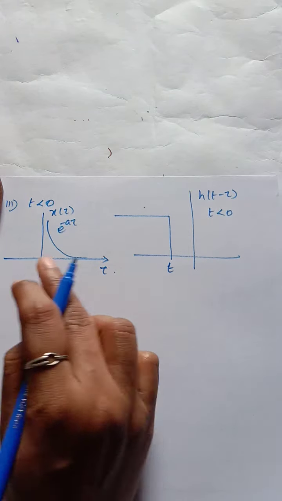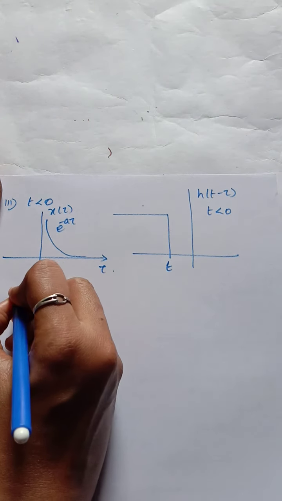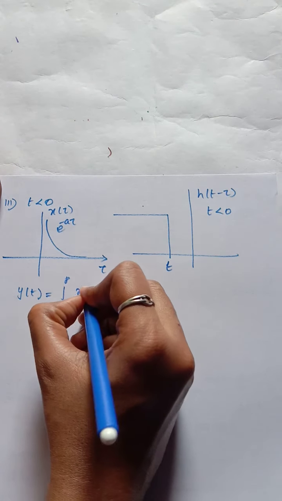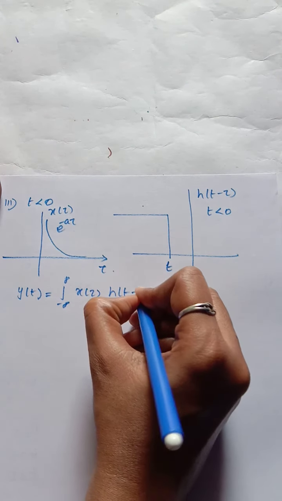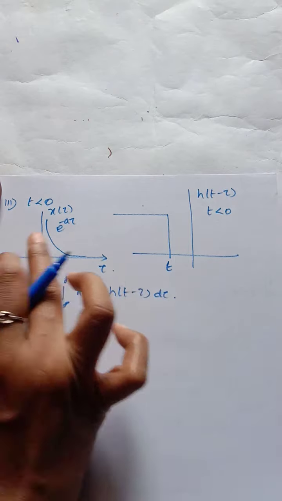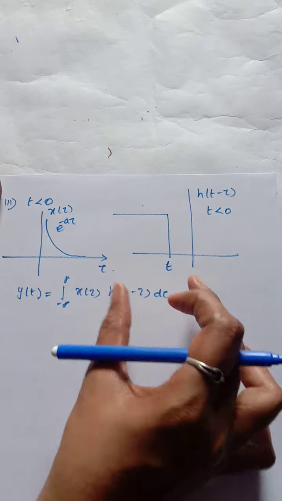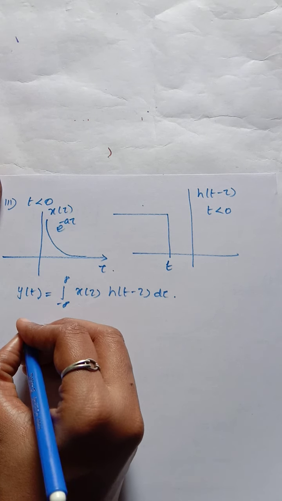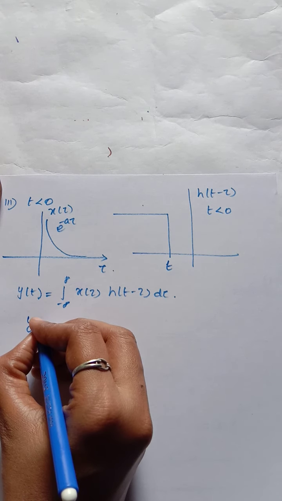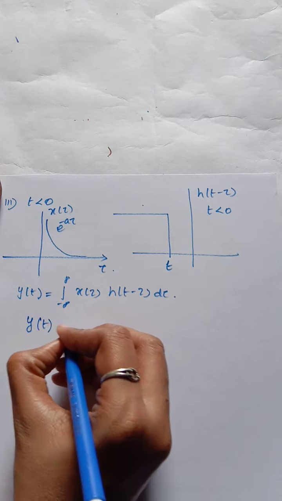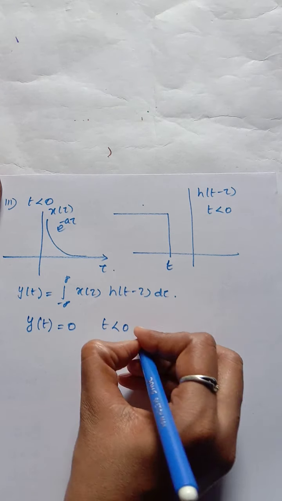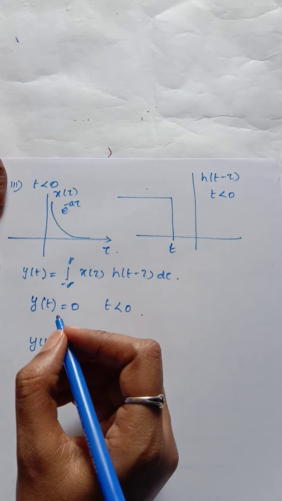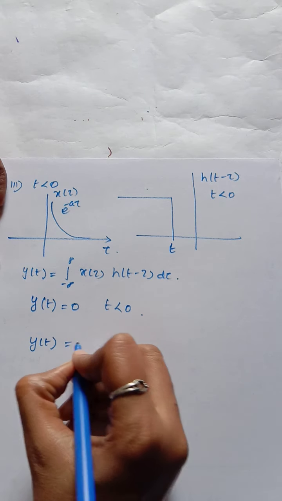Okay, now see here, when you want to perform convolution, integral minus infinity to infinity x of tau h of t minus tau d tau, there is no overlap between these. This is on the negative side and this is on the positive side. So what I am getting is y of t equal to 0 for t less than 0.